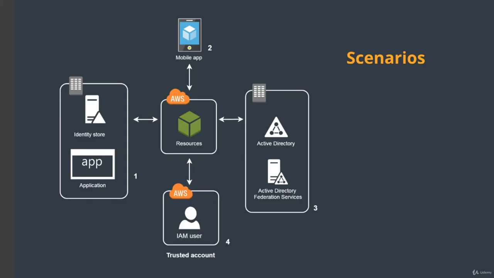Now, let's have a bird's eye view of the scenarios we'll be discussing today in detail. The first scenario focuses on an existing on-premise identity store that we need to authenticate against. The client app has to get access to AWS resources afterwards. The next scenario focuses on a mobile application that has to get access to AWS resources. The third scenario involves Active Directory and console access to AWS. And last but not least is about cross-account access between two trusted accounts.